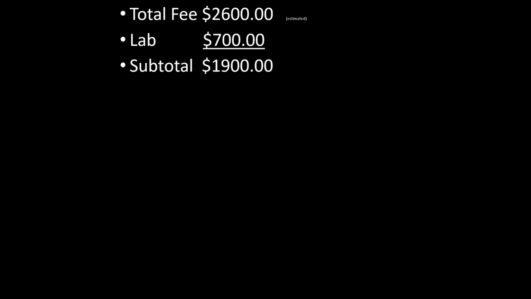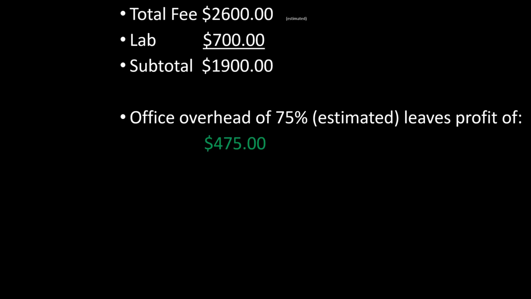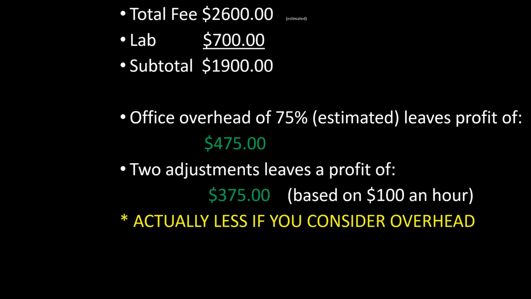Thank you. So your subtotal left for the profit of the office after your lab bill is $1,900 left for the dental office. Now, if your overhead is running at about 75%, that left a raw profit of $475 on that denture patient. They come back at 2 adjustments, you're starting to lose money, and that's based on $100 an hour. So honestly, do you think dentists are charging probably more than $100 an hour, especially prosthodontists? So when you look at this, your overhead is not even included on that.